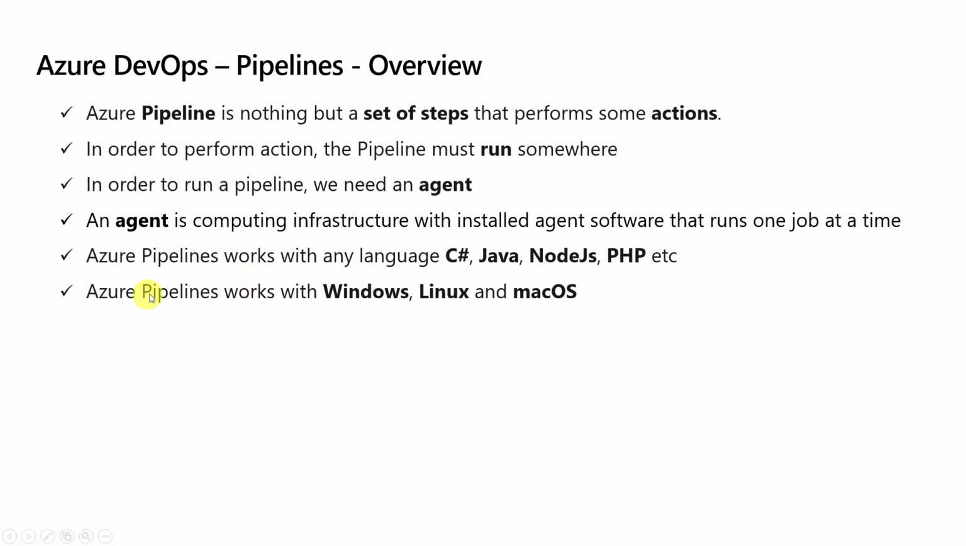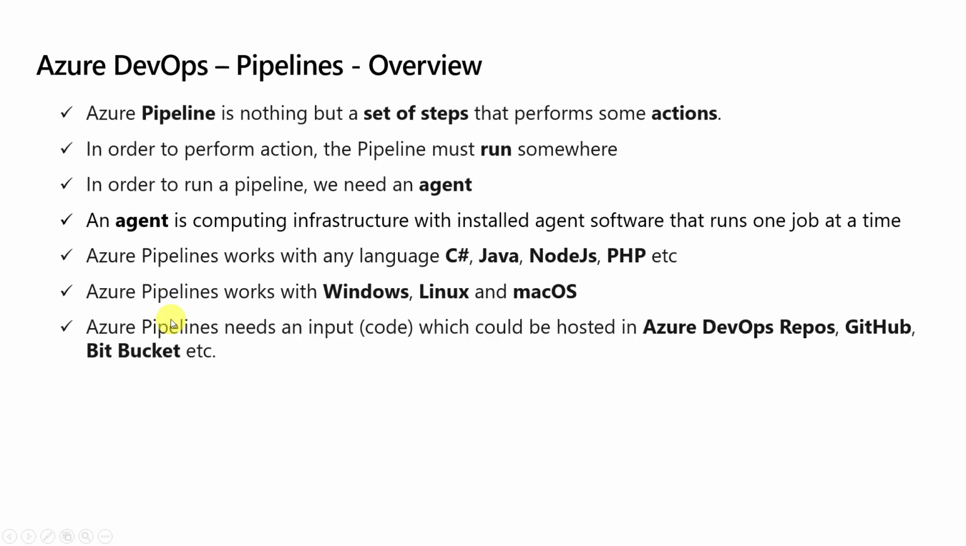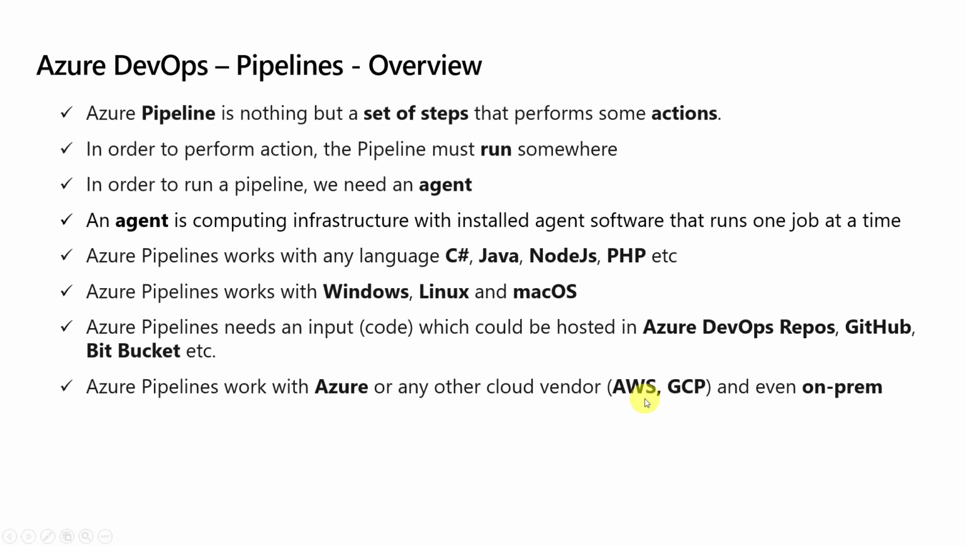Now these pipelines need input. The input will always be source code. This source code can be hosted anywhere which supports Git. Yesterday we discussed and I have shown you, Azure DevOps Repos is what we will be using. Of course, GitHub and Bitbucket can also be used if you are using those as version control systems. And Azure DevOps is not just specific to Azure, but works for other clouds like AWS, GCP, or even on-prem. But we will be focusing only on Azure in this course.